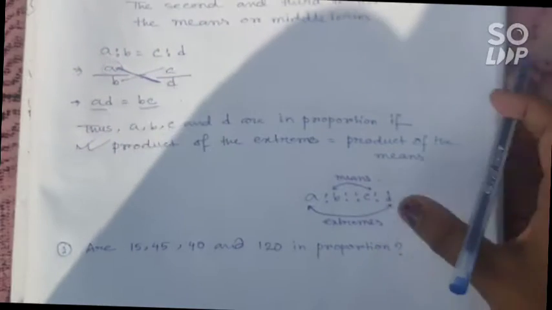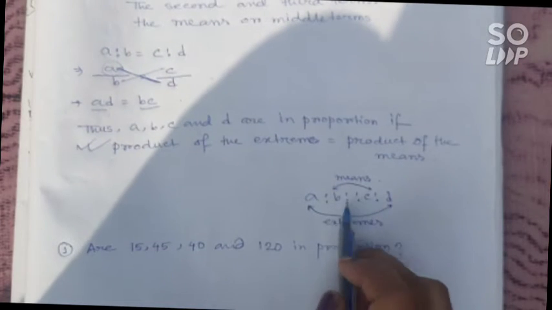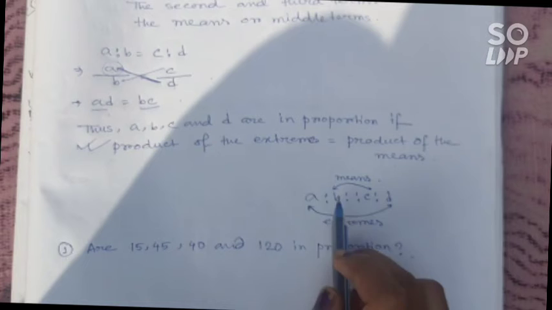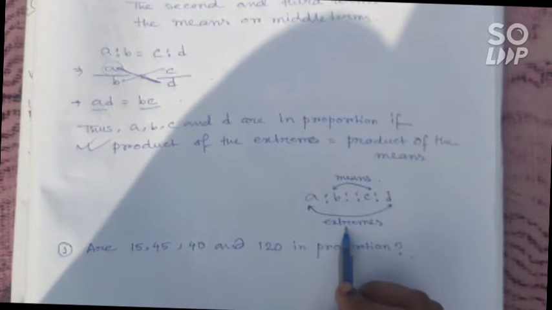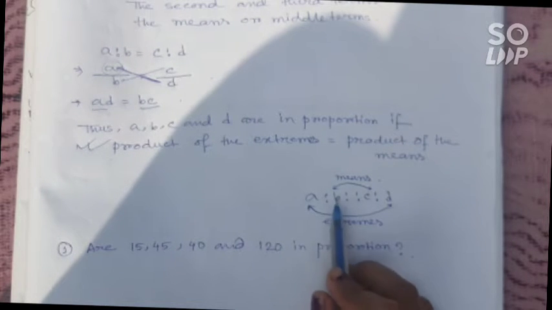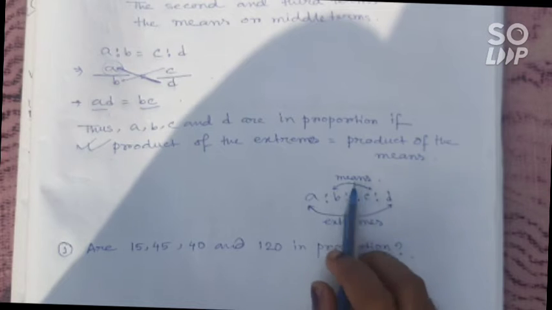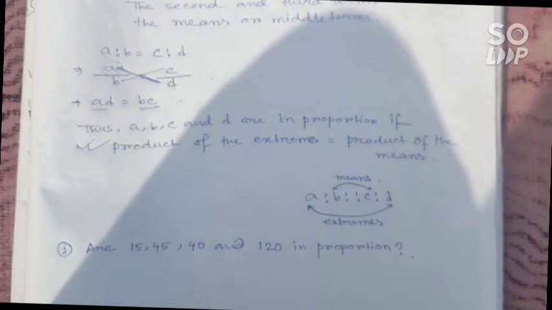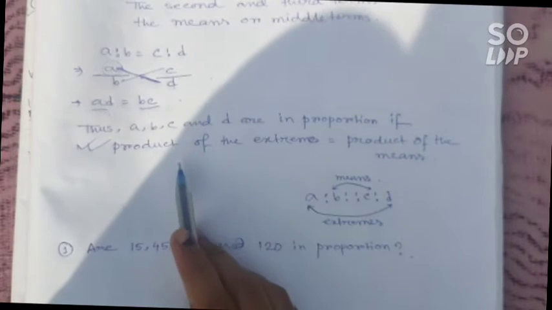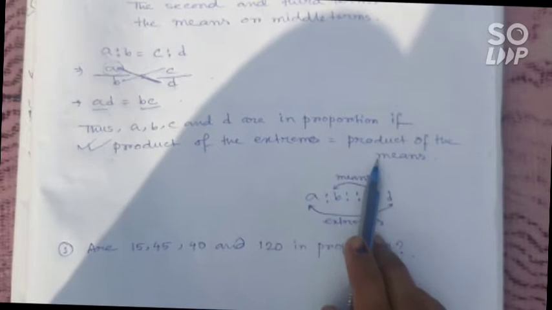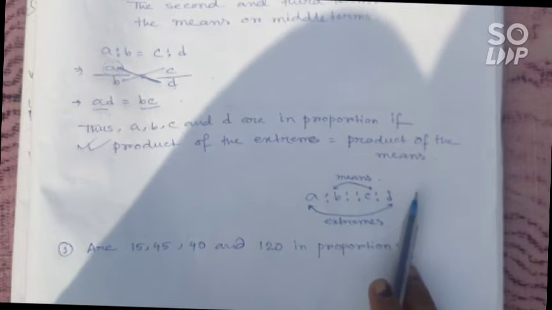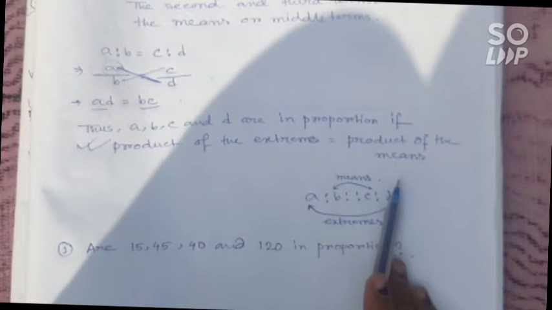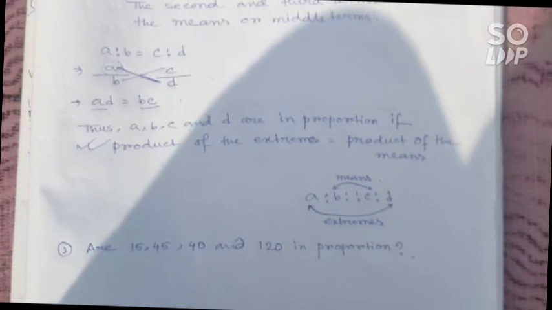So, when four numbers are in proportion, the first term and fourth term are called extremes, and the second term and third term, that is the middle terms, are called means. So, A, B, C and D are in proportion if the product of the extremes equals the product of the means. Okay?